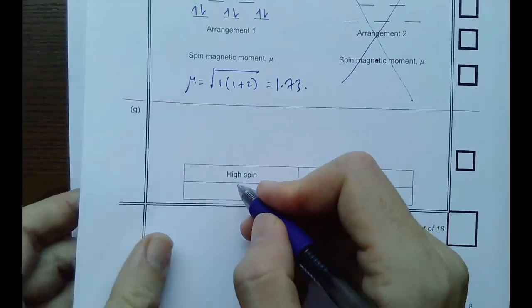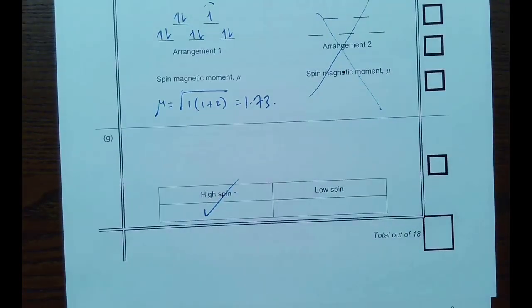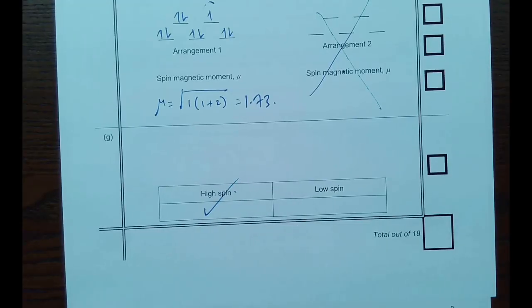So, high spin. The trick there being that it doesn't come out exactly, but it's close enough that you should be able to go for high spin.